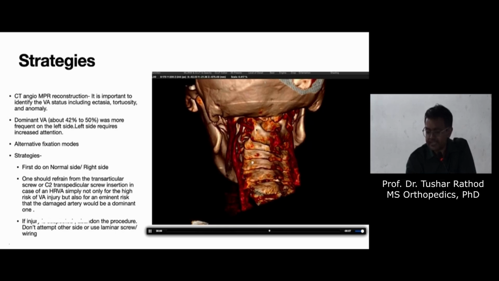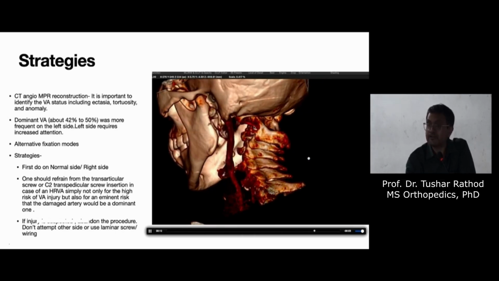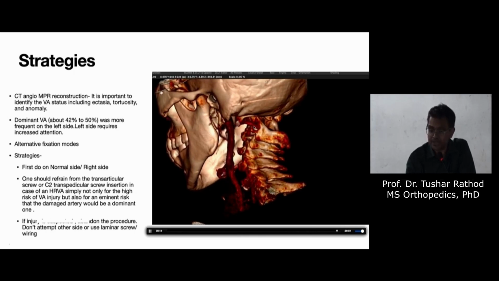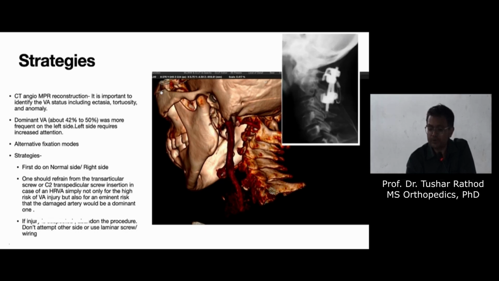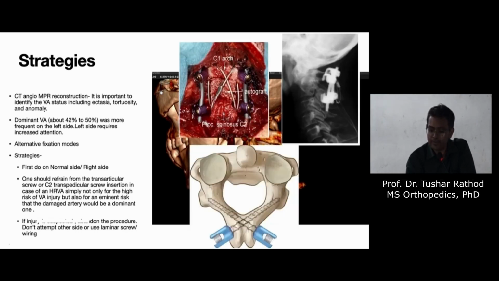You can see there's a dysplastic C2 pars, and the vertebral artery is dominant, which is a common scenario in 50% of the patients. So the dominant artery comes on the left side. Here you have to explore alternative fixation like hooks, sublaminar wiring, or a C2 laminar screw.